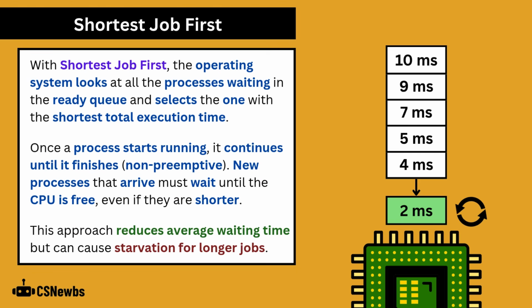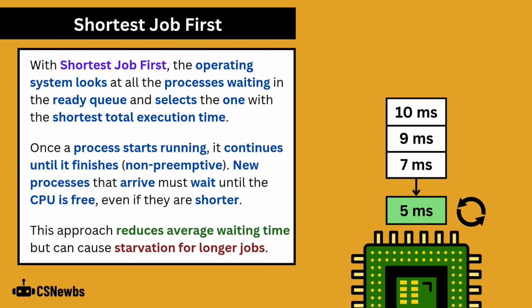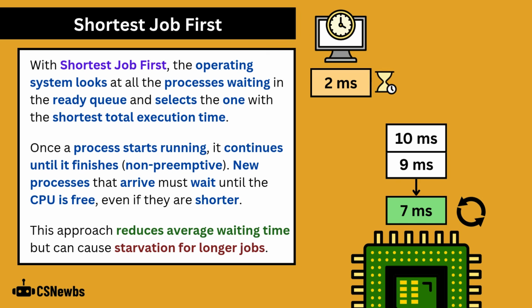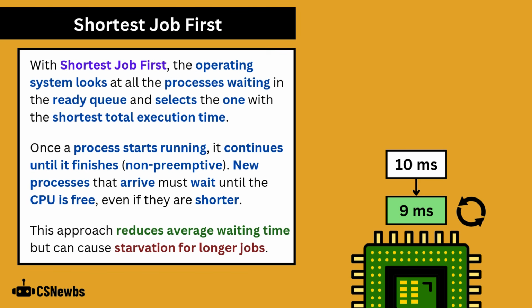With shortest job first, the operating system looks at all the processes waiting in the ready queue and selects the one with the shortest total execution time. Once a process starts running, it continues until it finishes. This is called non-preemptive. New processes that arrive must wait until the CPU is free, even if they are shorter. This approach reduces average waiting time but can cause starvation for longer jobs.